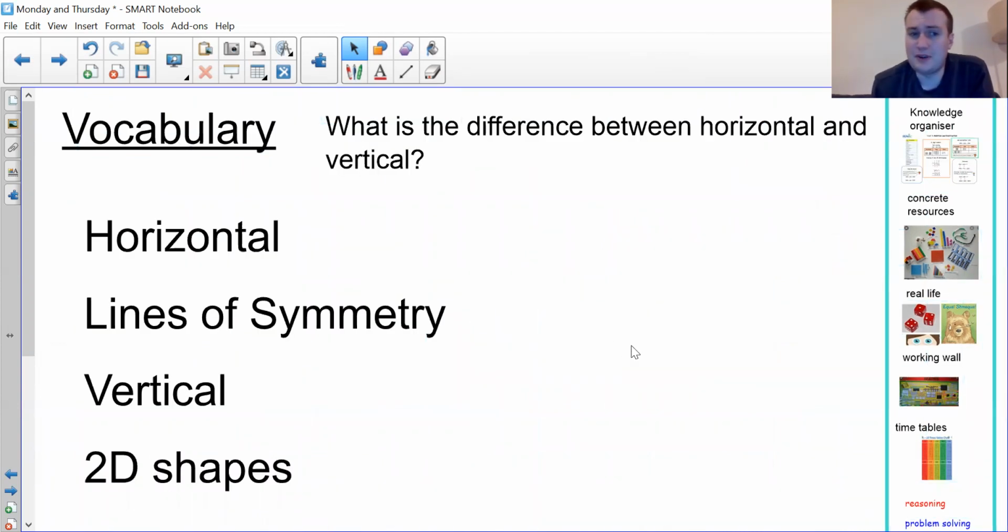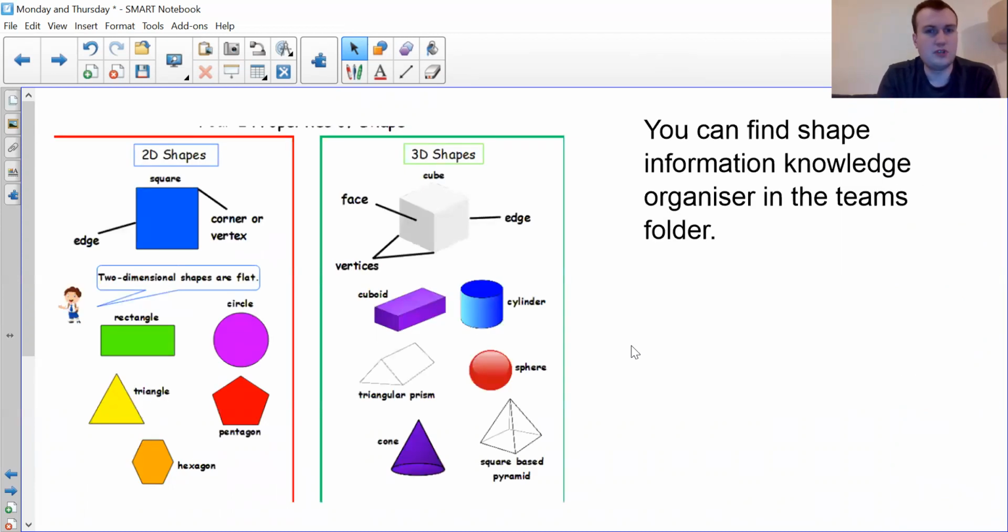So that's our vocabulary today. Horizontal and vertical, which I just described the difference. Horizon, horizontal, and then vertical. And then we're only focusing on 2D shapes today. And then lines of symmetry, which I just explained, is a line that you can put in the middle of a shape that creates two new identical shapes. We'll see how we get on.